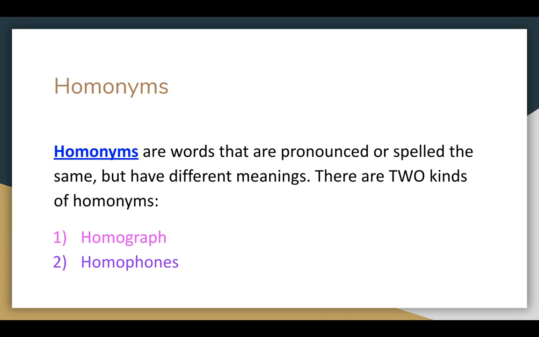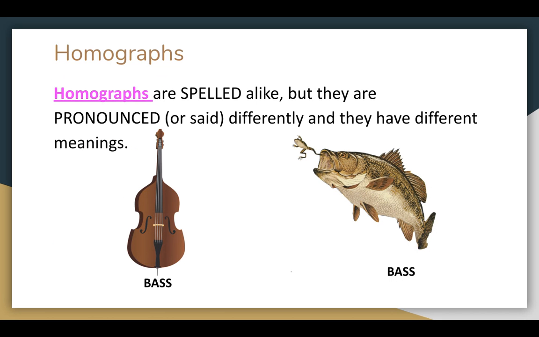This is where it gets tough, homonyms. Homonyms are words that are pronounced or spelled the same, but they have different meanings. There are two kinds of homonyms. You have a homograph and you have a homophone. And I'm going to spend the rest of this time mostly talking about homographs and homophones because they're very confusing to some of you, and I want to make sure that we understand them before we, of course, go into 8th grade next year.